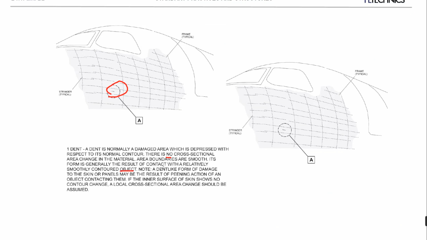Have a look. A dent-like form of damage to the skin or panels may also be the result of the pinning action of an object containing them. If the inner surface of the skin shows no contour change, a local cross-sectional area change should be assumed. Okay, that's why sometimes you cannot identify if you have this cross-sectional change or not. So you have to go inside, to provide access to check also the other side of the surface.